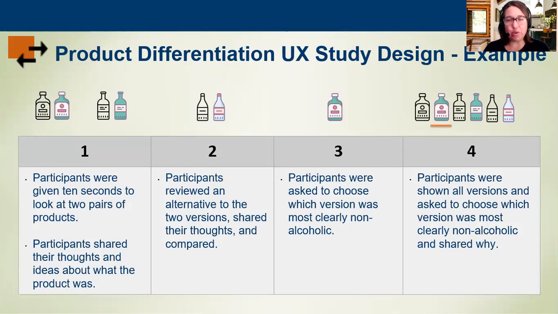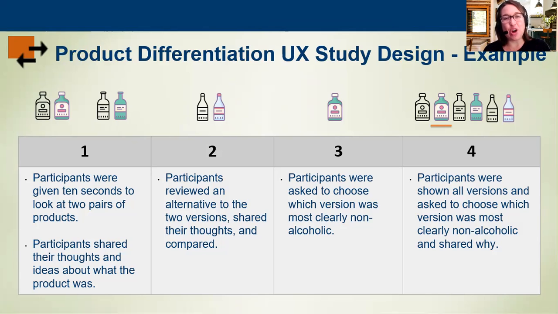All right, so I'm going to go through a quick example of looking at product differentiation. And this is an example study design. In this example, we were trying to figure out how the product could be most clearly marked as non-alcoholic. There were several examples of designs and design options, so we wanted to gather feedback from users about which was most clearly marked as non-alcoholic. In this study design, participants were given 10 seconds, and they looked at 2 pairs of products. Then they shared their thoughts and ideas about what the product was.